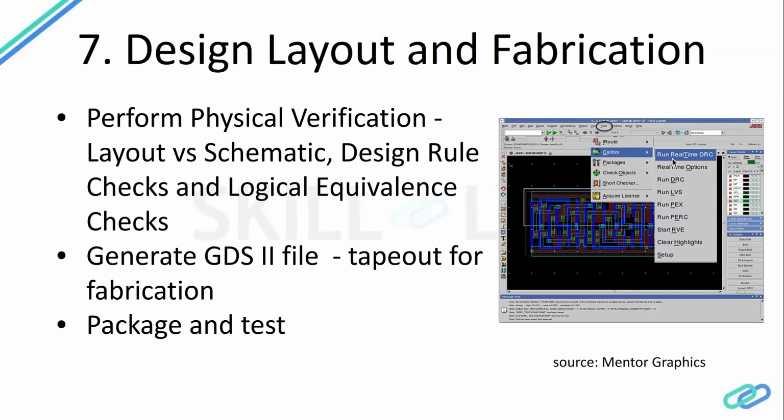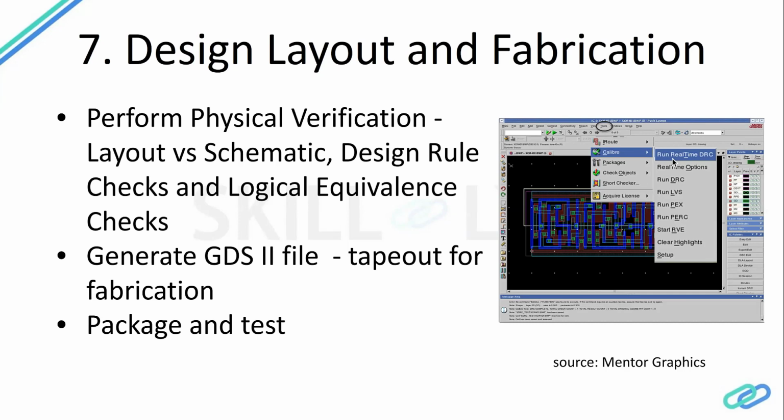After ensuring all the checks are passing and once you get considerable confidence in the layout, the GDS file gets generated. This is a standard format which is used across the industry for fabrication purposes. This file gets sent to the fabrication, and the fabrication plant or fabrication unit will basically generate a wafer.